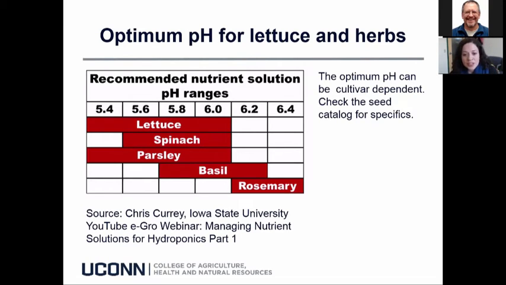The consideration here is that if you're growing a single crop, you want to keep your pH as tight as possible. If you have multiple crops, you can have a little bit more of a range to make sure that you're satisfying more crops. The other thing is the optimum pH is also very dependent on the cultivars. So again, check with your seed catalogs and seed providers to make sure that you're delivering the target pH for your specific cultivars.